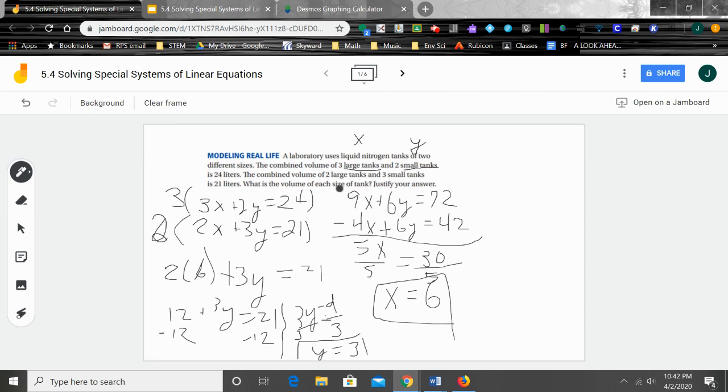That works out. And this one, 2 times 6 is 12. 3 times 3 is 9. 12 plus 9 is 21. Hopefully this helps.